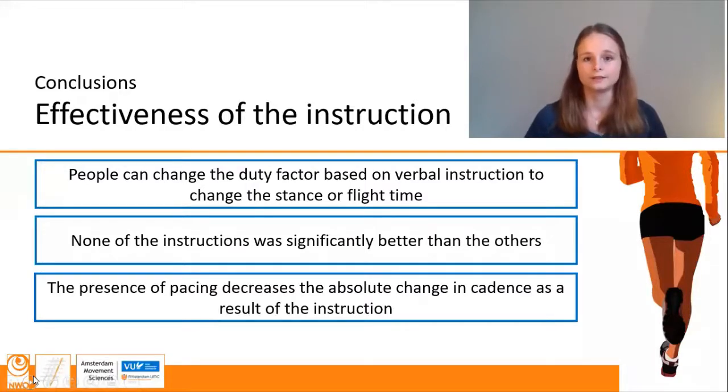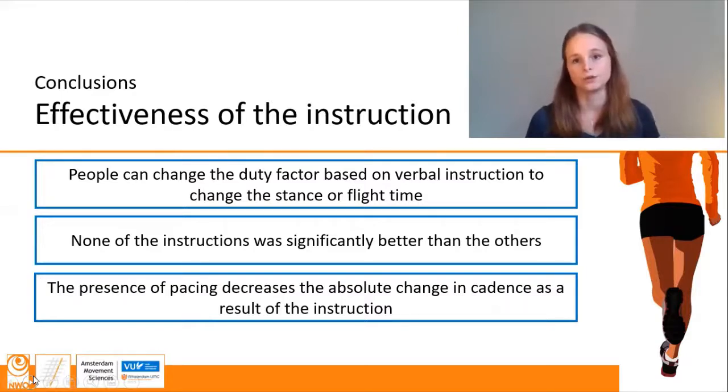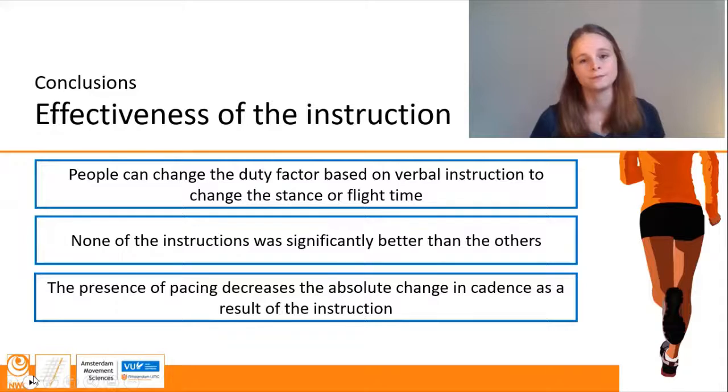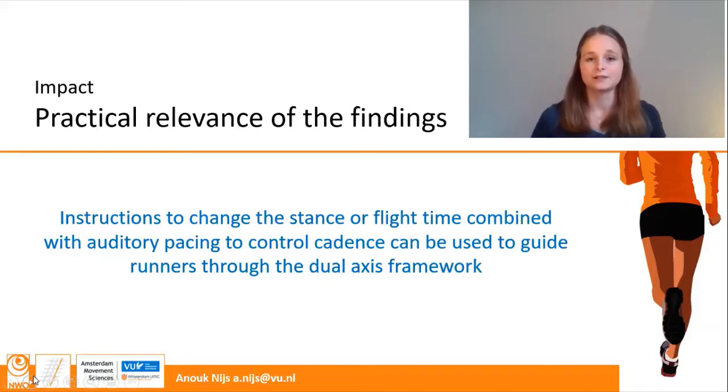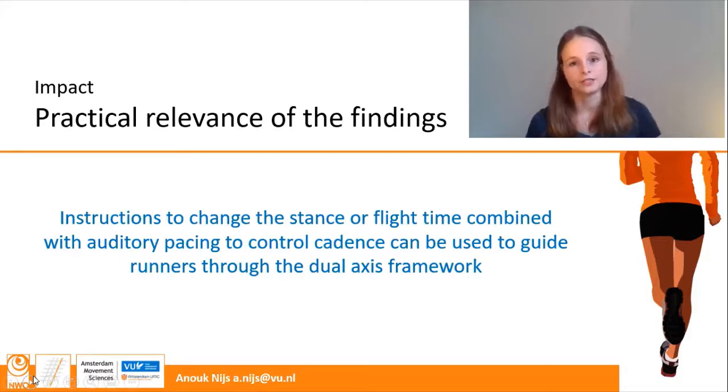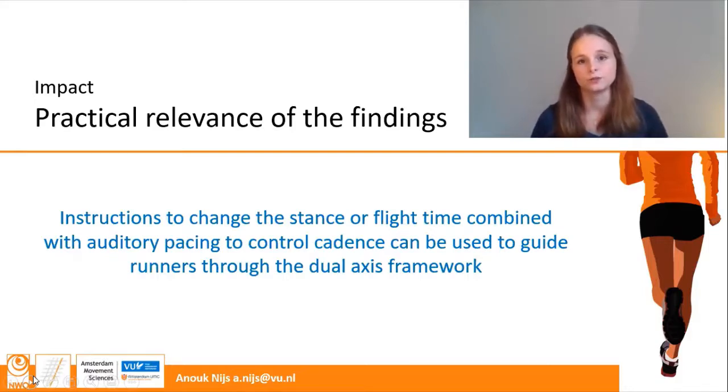And finally, the presence of pacing, so auditory pacing, decreases the absolute change in cadence, which is brought on by the instructions. So for practice, this means that instruction to change the stance or flight time in combination with auditory pacing to control the cadence can be used to guide runners through the dual axis framework.